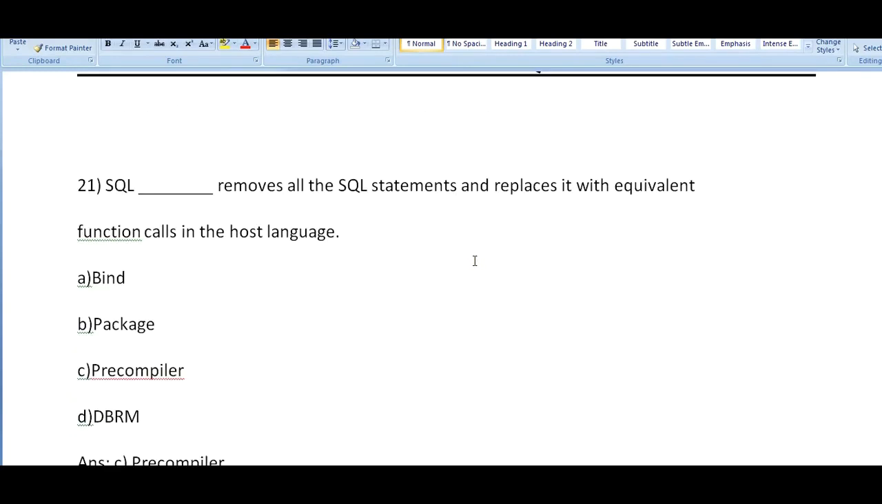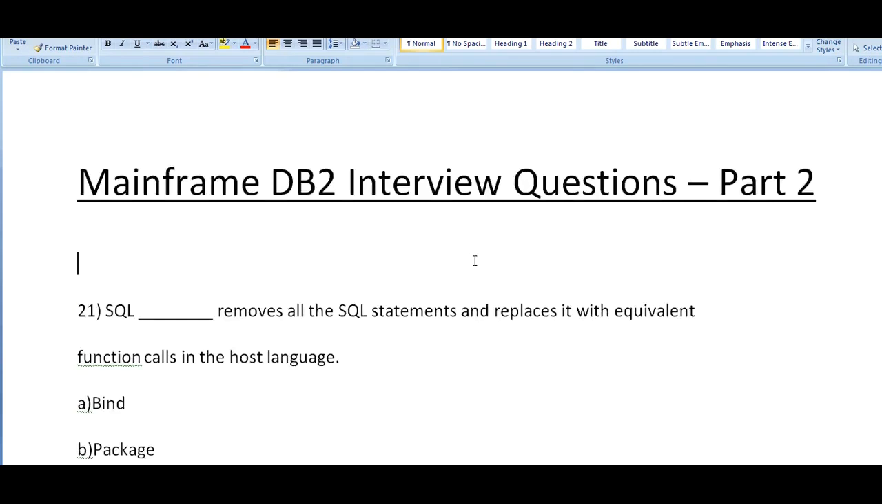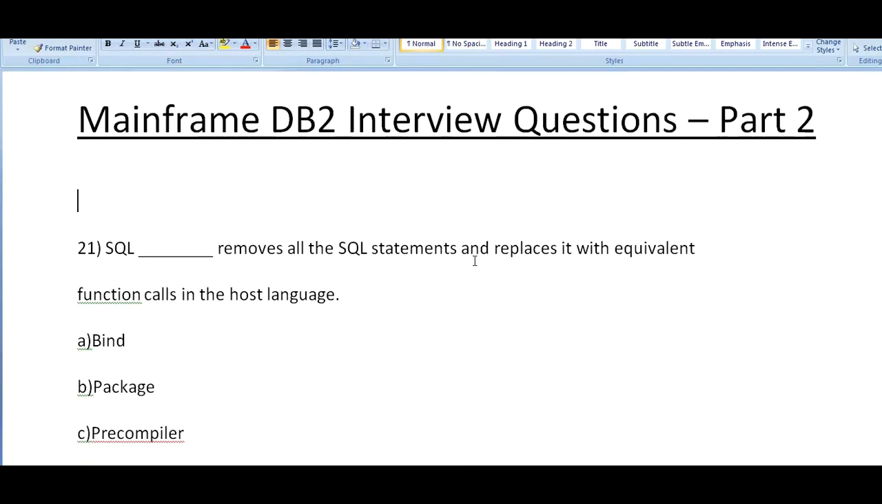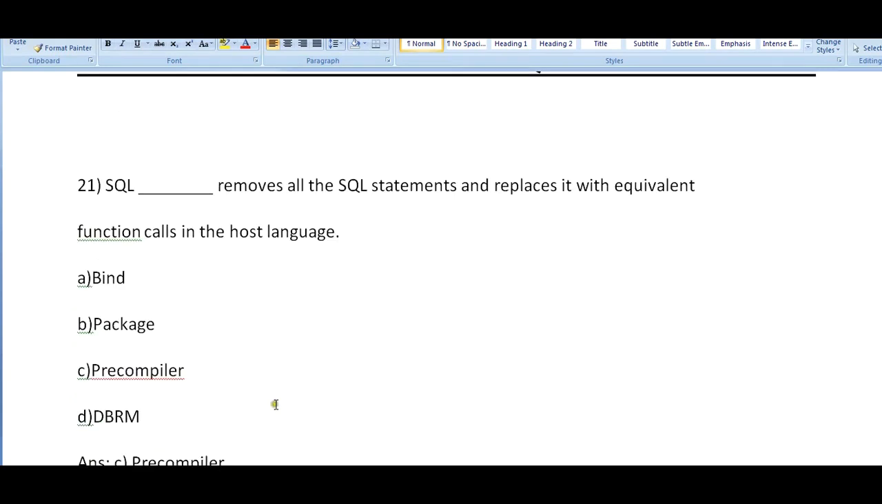So the first question would be: the dash removes all the SQL statements and replaces them with equivalent function calls in the host language. What could be the answer? Mine, package, precompiler, DBRM. It's precompiler. The SQL precompiler removes all the SQL statements and replaces them with the equivalent function calls in the host language. It might be COBOL, it might be PL/I.